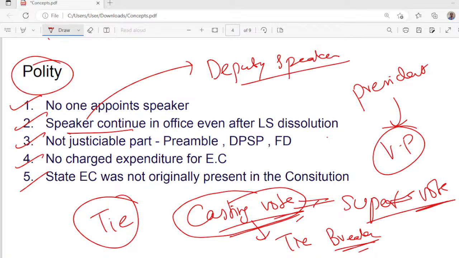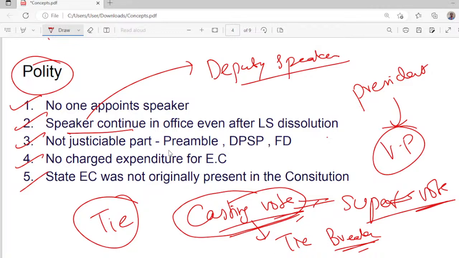Coming to this point, the not justiciable parts are the preamble, the directive principles of state policy and the fundamental duties. These are not justiciable. That means you cannot go to the court, it is not possible. Now tell me, which parts of the Constitution are justiciable?